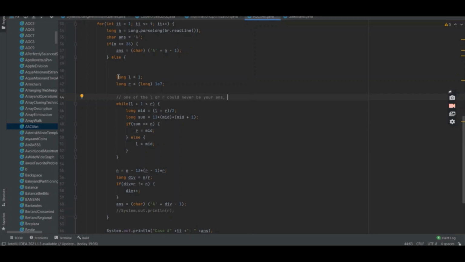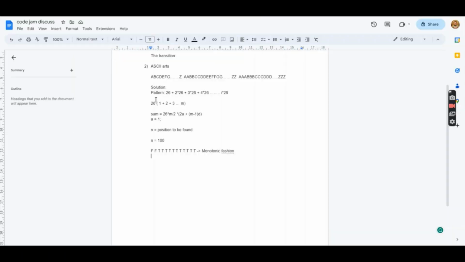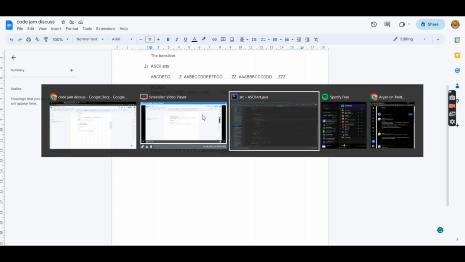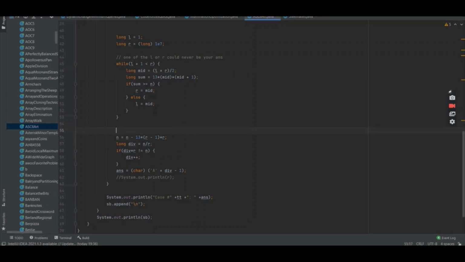So we can safely take L is equal to 1, and the position which is greater than n will be stored in R. While L plus 1 is less than R, take the mid position, and this is basically the sum. If it's greater than n, you update R. If it's not, you update L. This is pretty standard stuff. You can think about it and print the answer.